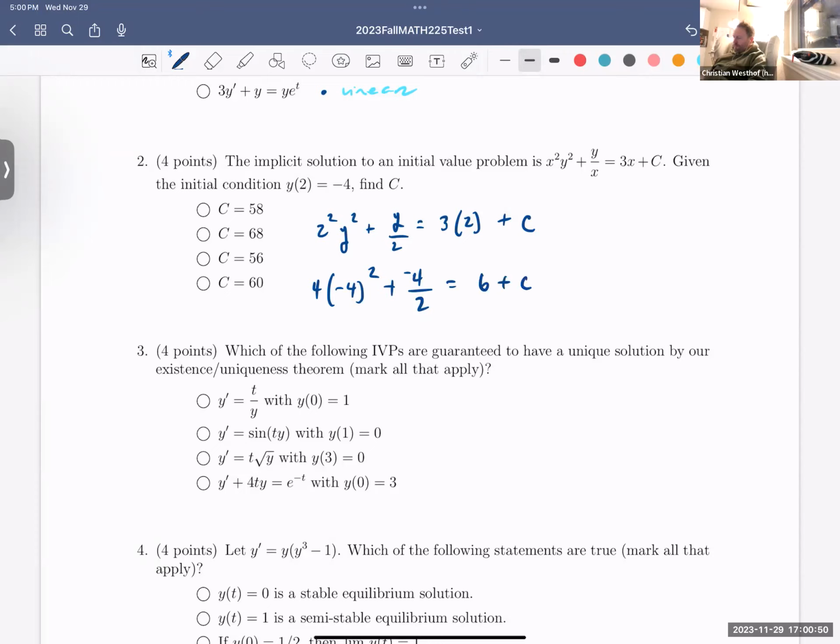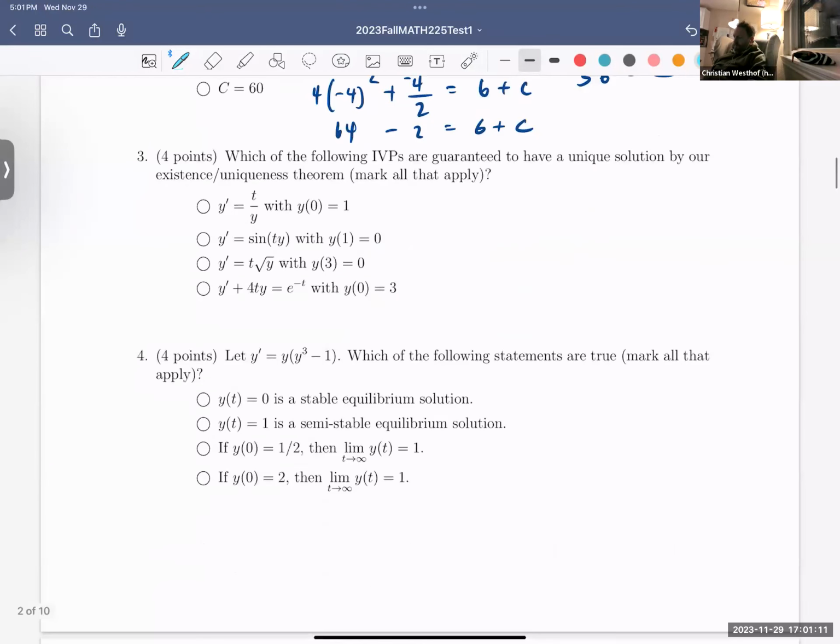And what do we get there? So that's 4 times 16, that's 64, minus 2 is equal to 6 plus c. And if we move the 6 over, that's 64 minus 8. 56 is c.